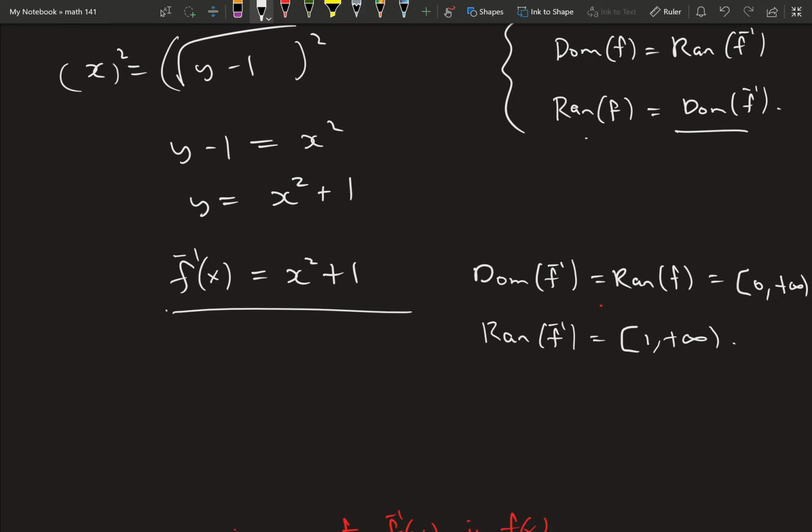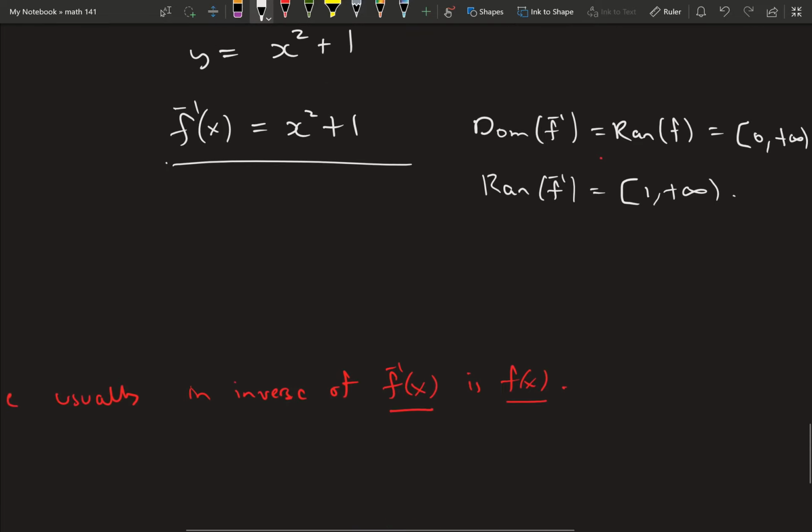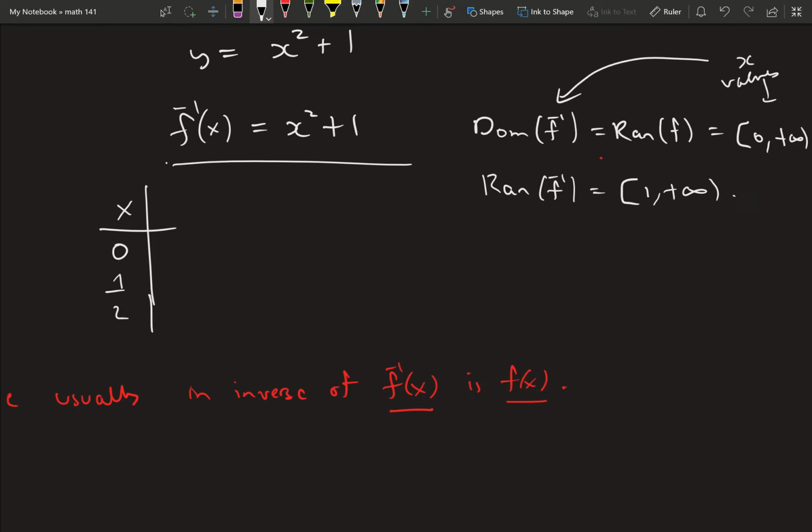Remember, this domain is what x values we're allowed to plug in. These are our x values that are allowed to be plugged into f inverse. So let's plug in just a few values bigger than 0: 0, 1, and 2. What are our y values here? Our y values here are 1, 2, and 5.